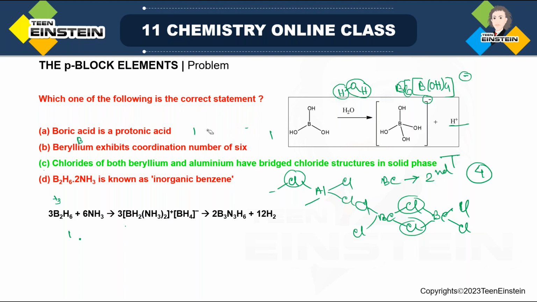I thought we only have to choose the incorrect statement. That is not the case. We have to choose the correct statement. And B2H6·2NH3, that is already mentioned, it is a correct statement. And we have seen that boric acid, which is a protonic acid, is not correct, it is wrong. Then beryllium exhibits coordination number 6, that means it is also wrong.